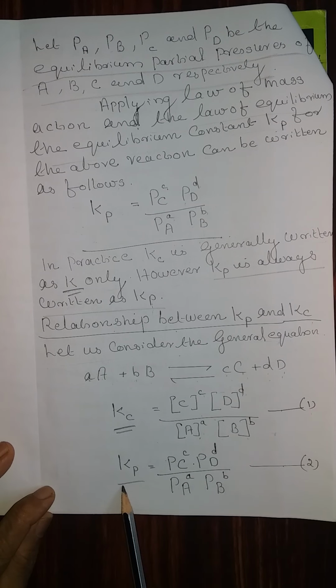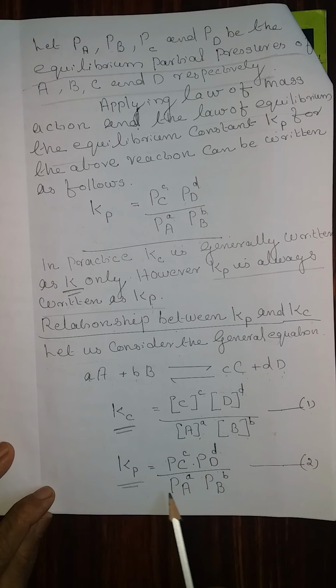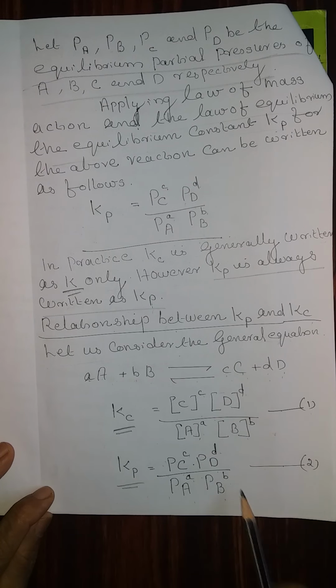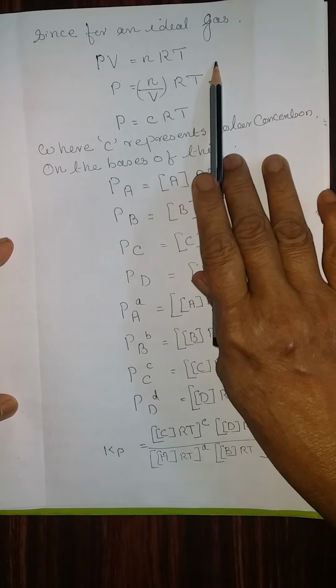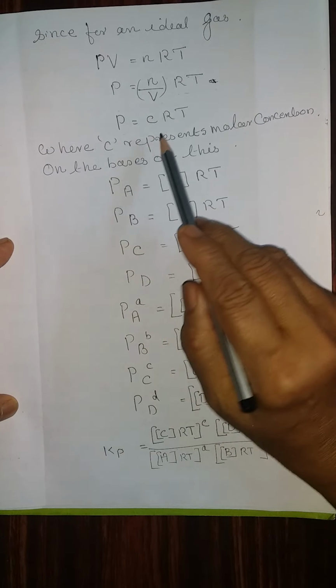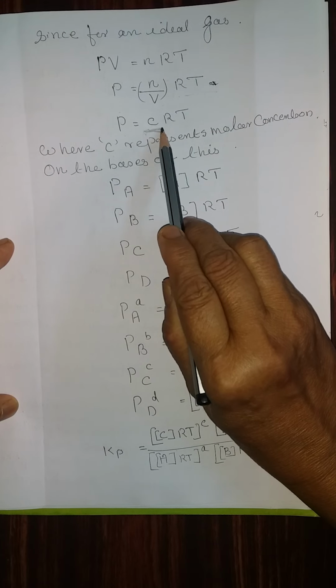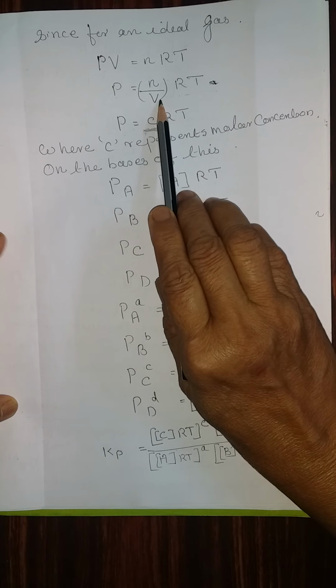Similarly, we know what is Kp. Kp is equal to PC, that is partial pressure of C raised to the power c, partial pressure of D raised to the power d, divided by partial pressure of A raised to the power a, partial pressure of B raised to the power b. Equation number 2. Kp and Kc we know. Now we are going to use the equation PV is equal to nRT. Therefore, P is equal to n by V RT. That means we know that partial pressure is directly proportional to the molar concentration.